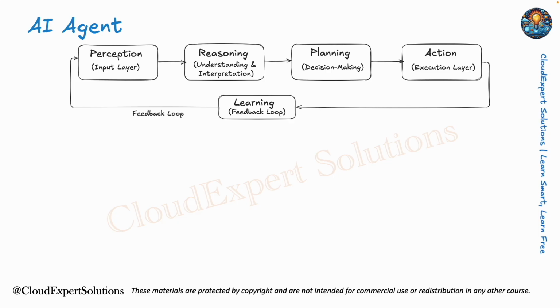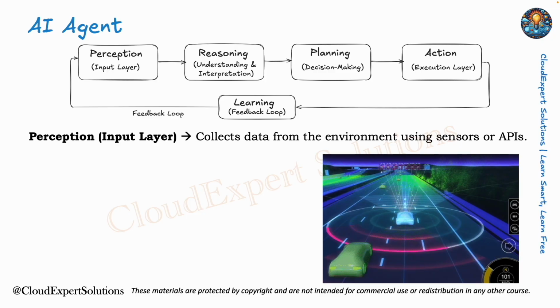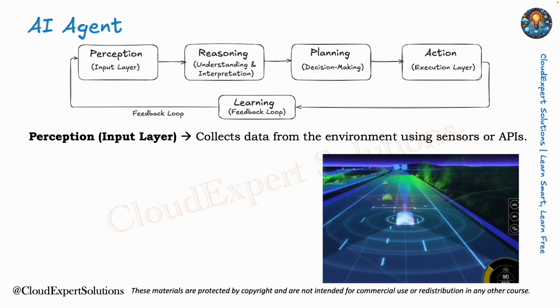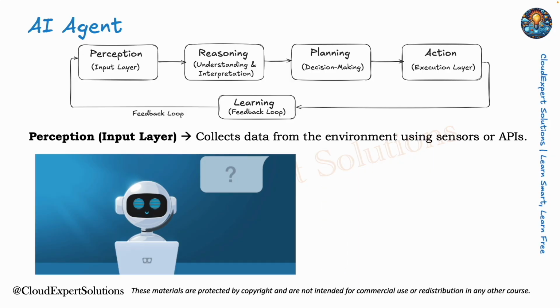The first layer is perception, or the input layer. What it does is collect data from the environment using sensors or APIs. As an example, a self-driving car uses cameras, LiDAR or GPS, or a chatbot uses text or video input.